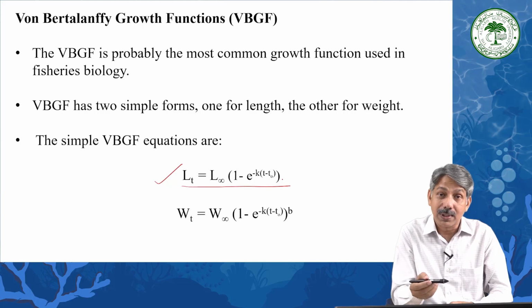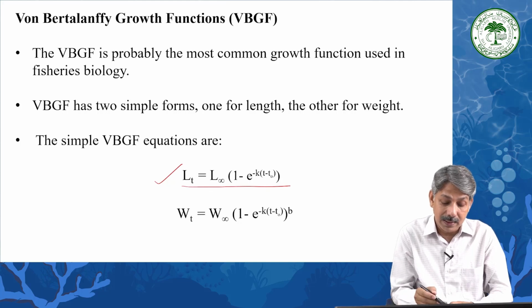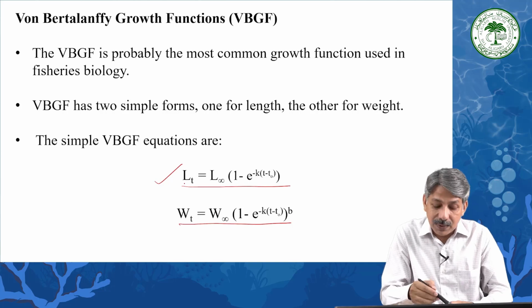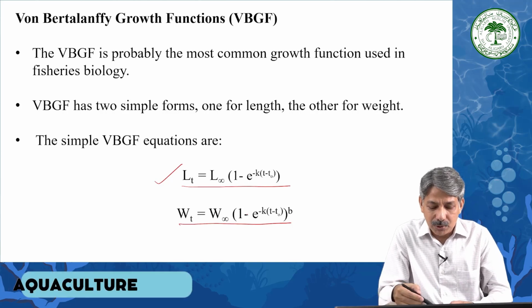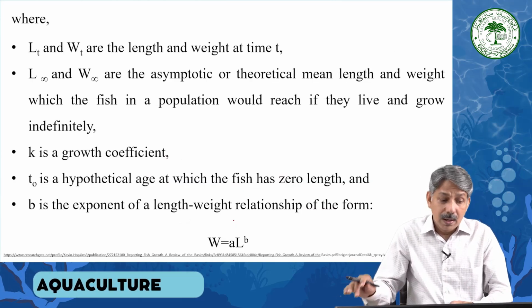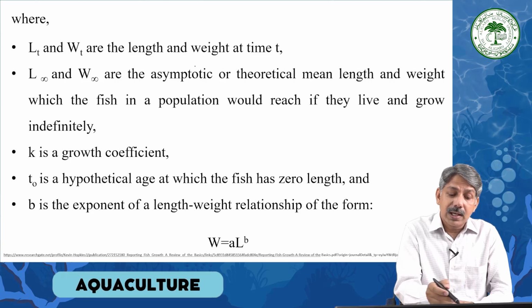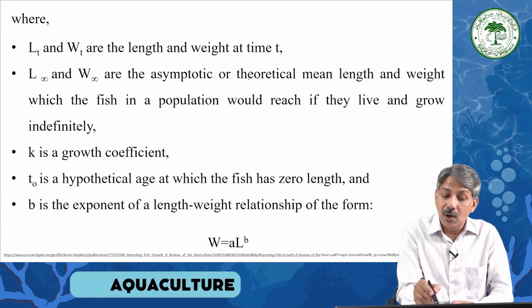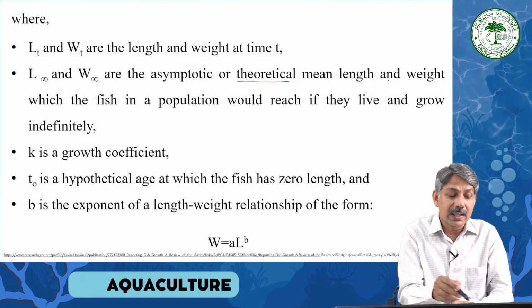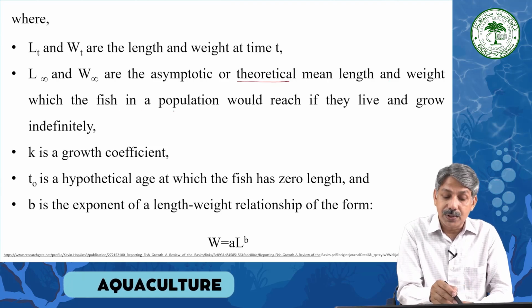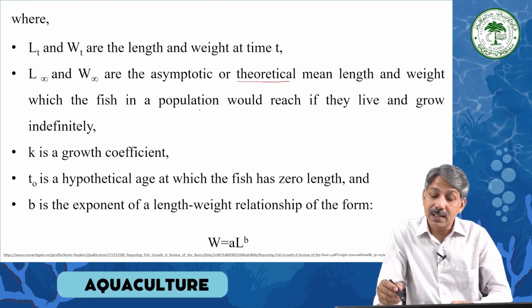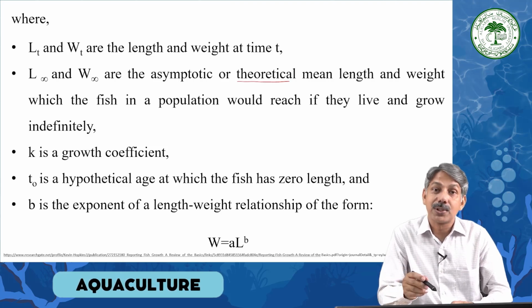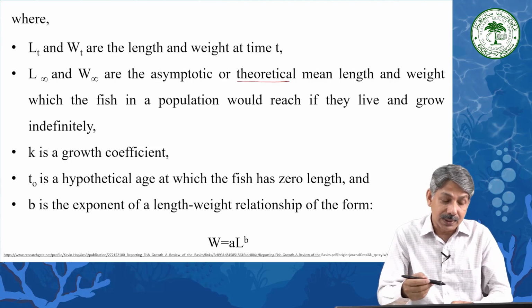It may look similar to the other model, Gompertz. Then instead of length, you can take weight also. Other things will remain almost the same. Lt and Wt are the length and weight at time t. L infinity and W infinity are the asymptotic or theoretical mean length and weight which the fish in a population would reach if they live and grow indefinitely. Again, this is something which you will have to calculate first.